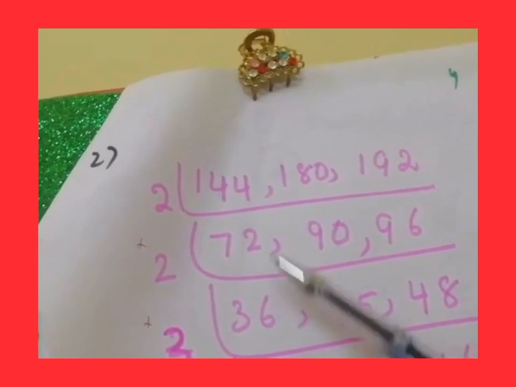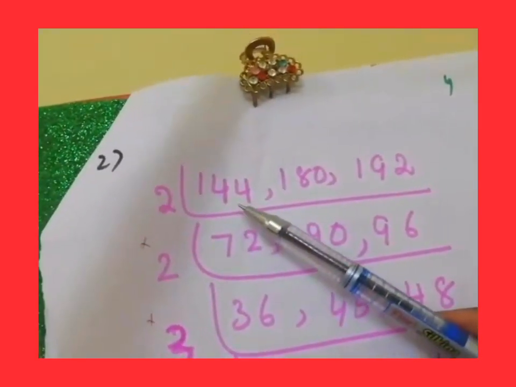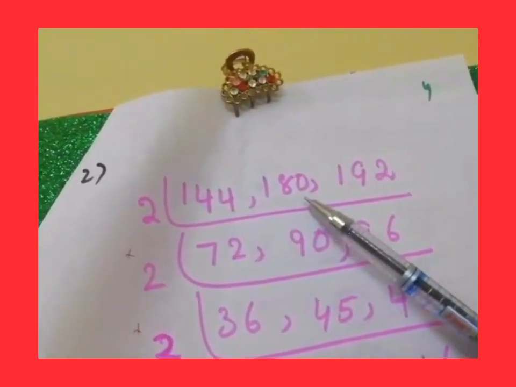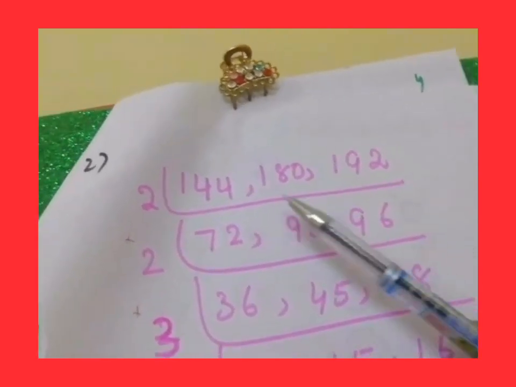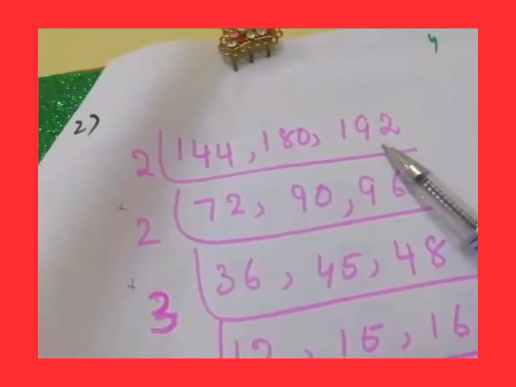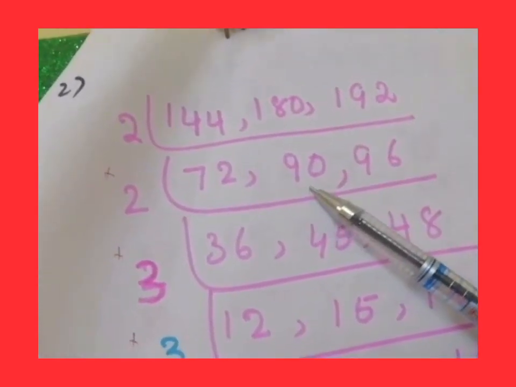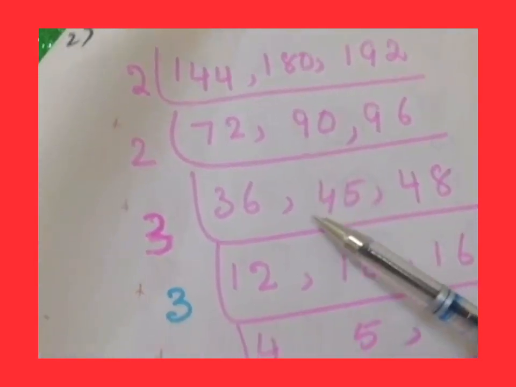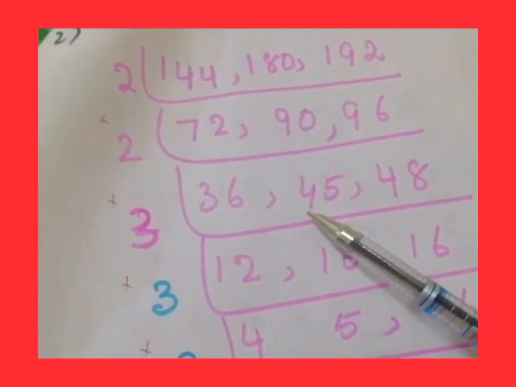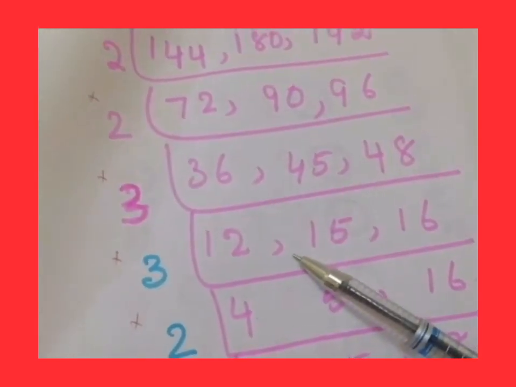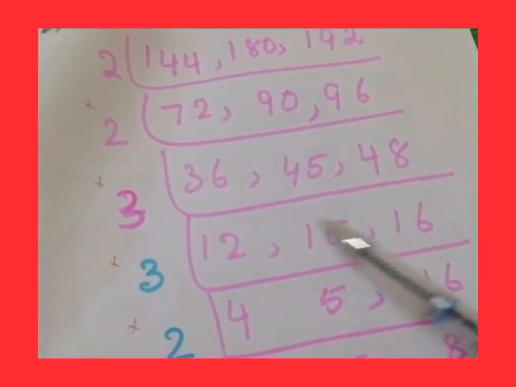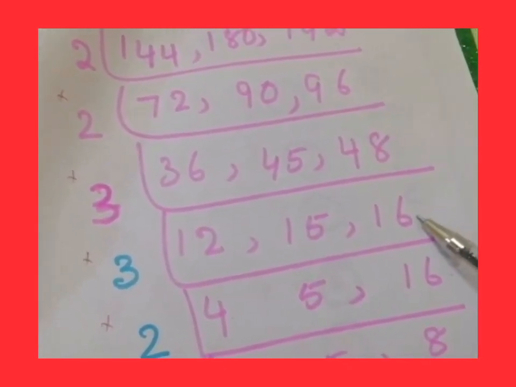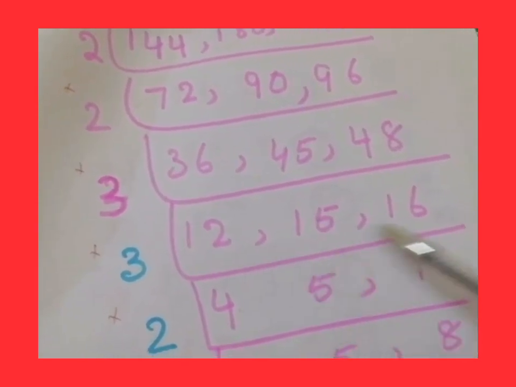Let us do one more question. Find the LCM of 144, 180 and 192. Here also 2 is a common factor for all in the first step. In the second step also 2 is a common factor. In the third step 3 is a common factor. After that we have 12, 15 and 16. There is no common factor for all the 3, so here just consider any two.